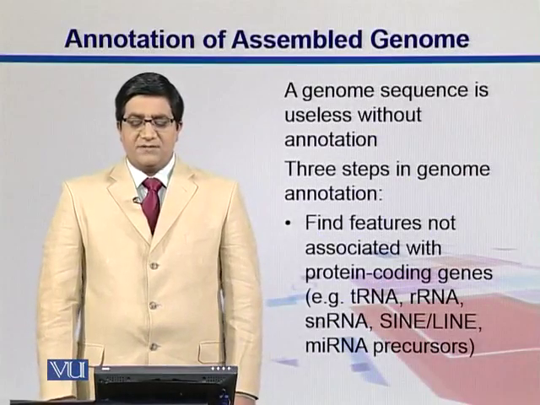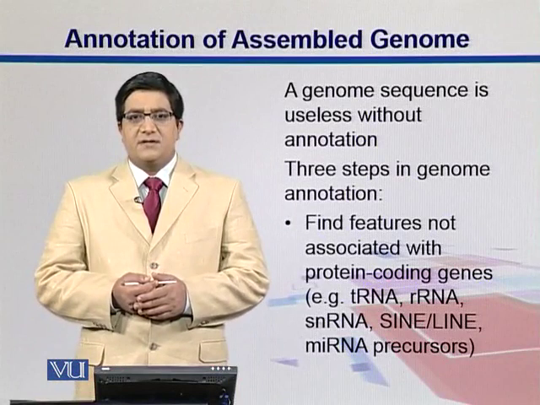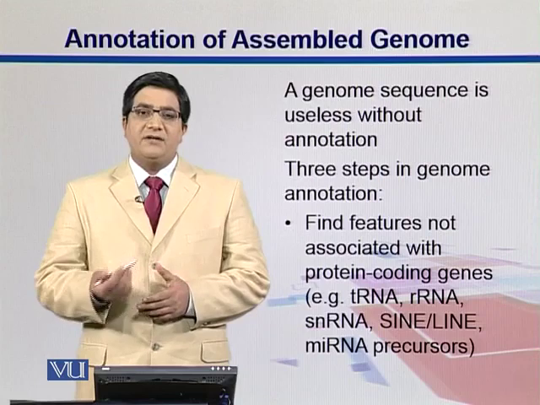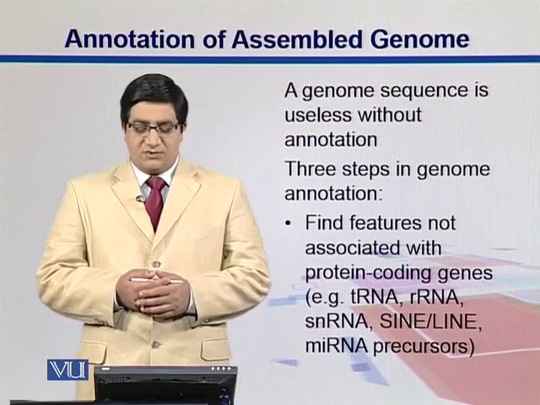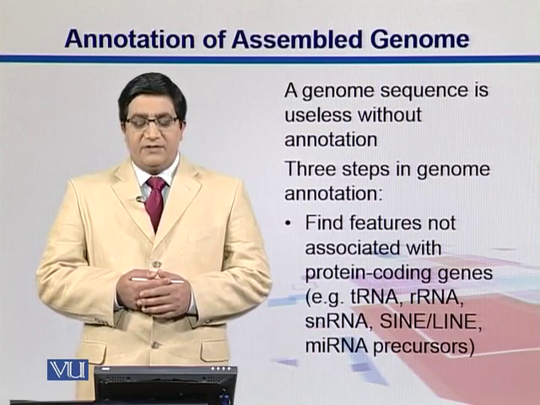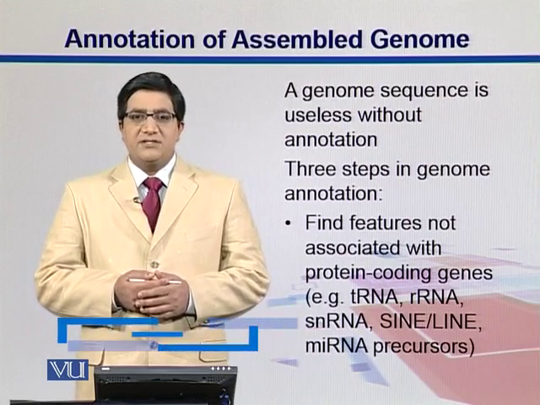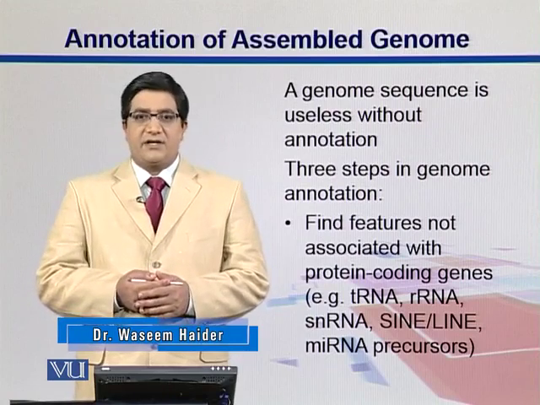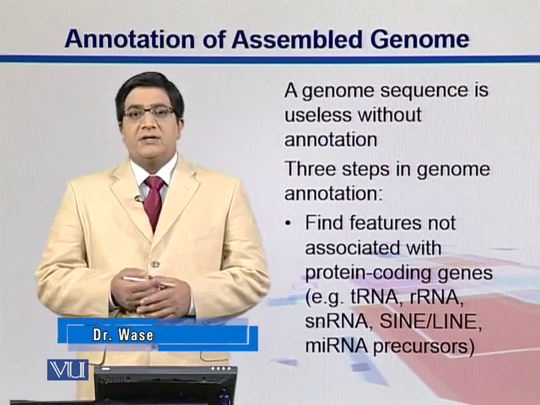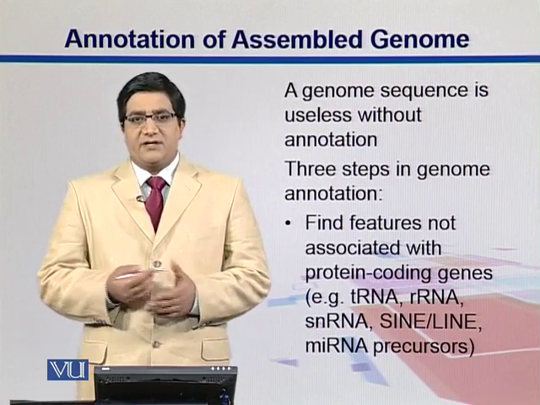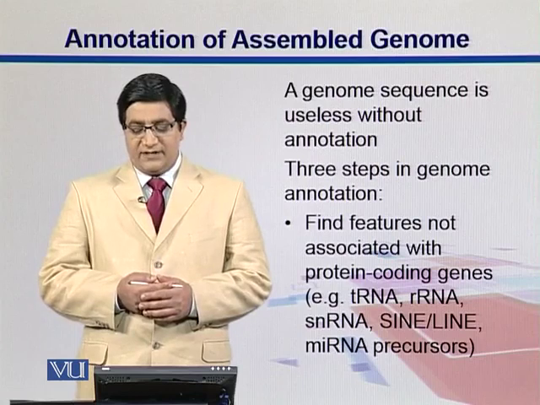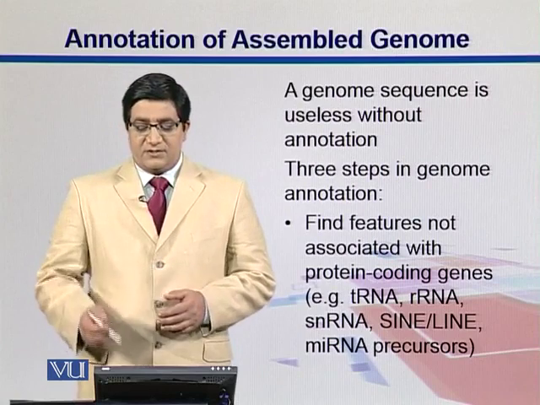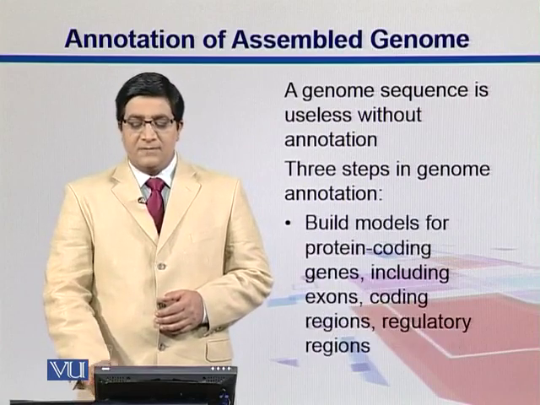So a genome sequence is useless without annotations. When we do genome annotations, there are three major steps. Number one, we try to find features which are not associated with the protein coding genes. For example, we are looking for transfer RNAs, ribosomal RNAs, small nuclear RNAs, which we call snRNAs, SINEs, LINEs, and microRNA precursors. So these are the features which are not associated with protein coding genes.